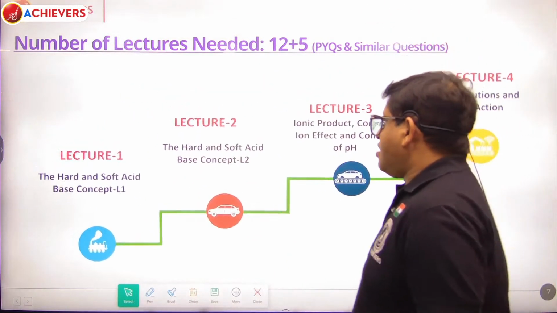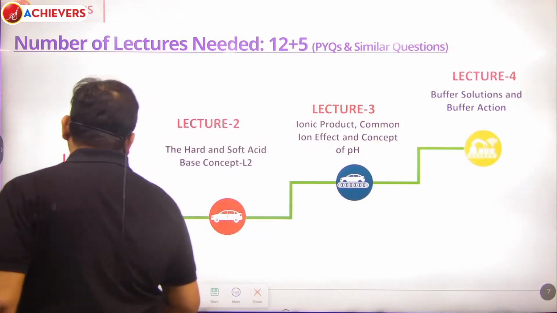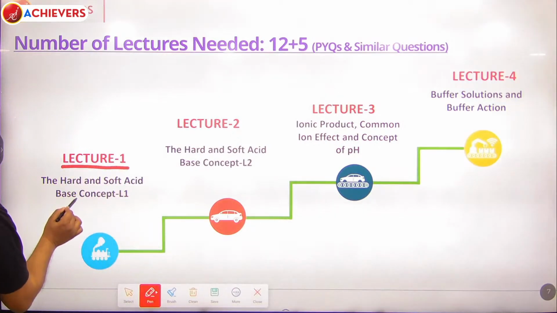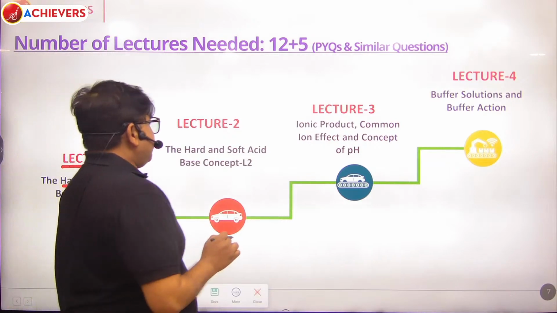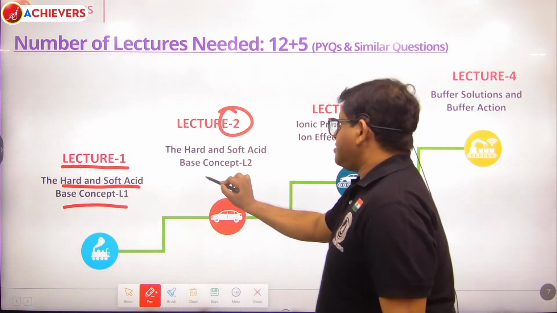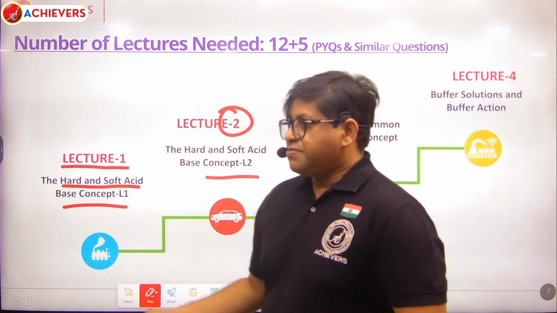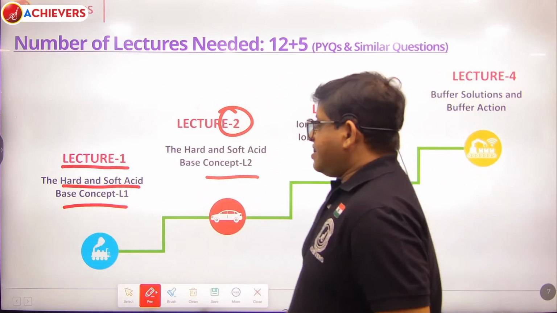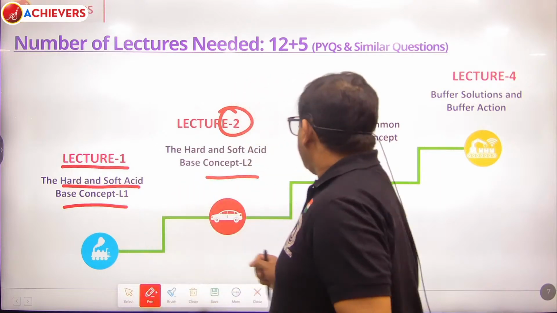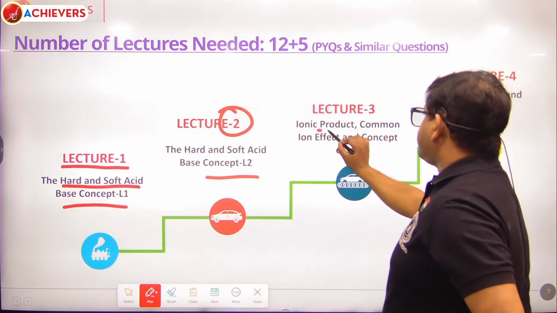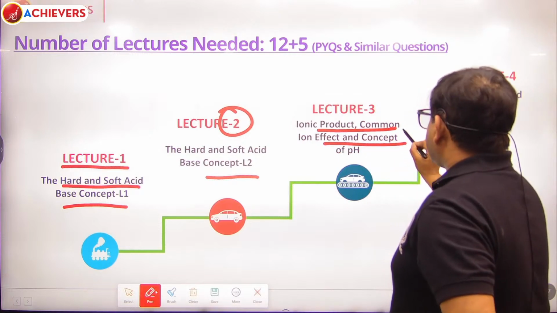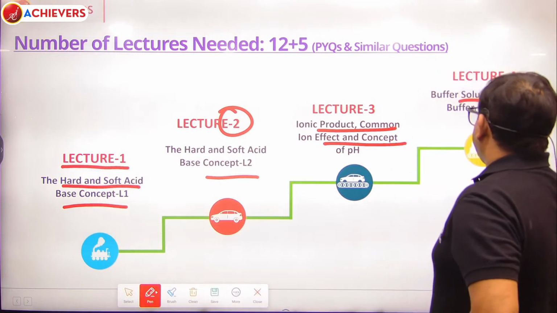So what are the lectures here? Approximately, lecture number 1 for acid base theories is the hard and soft acid base concept, that is L1, and lecture number 2 is the hard and soft acid base concept for the Sharp principle. This is also called the HSAB or SHAB. Lecture number 3 is ionic product, common ion effect and concept of pH. Lecture number 4 is buffer solution, buffer action.